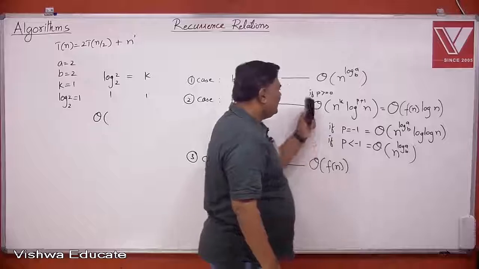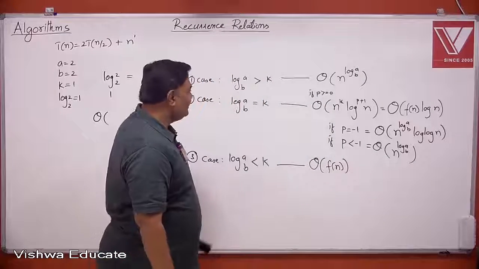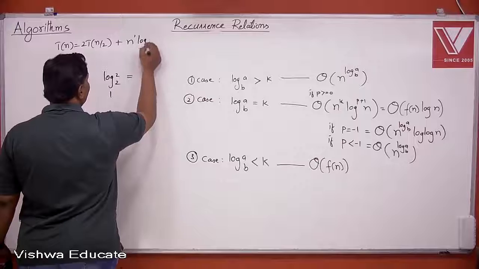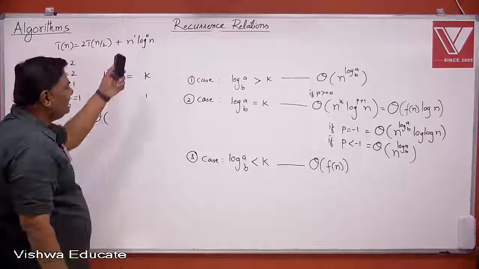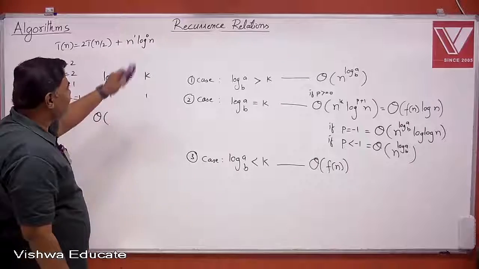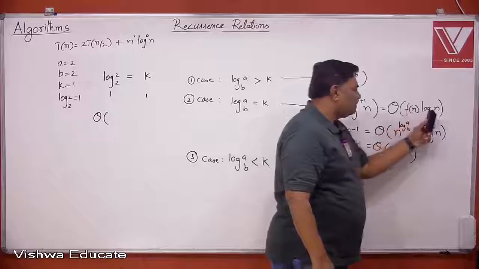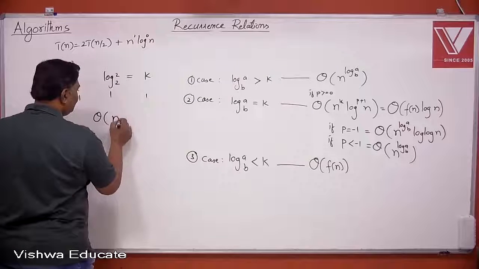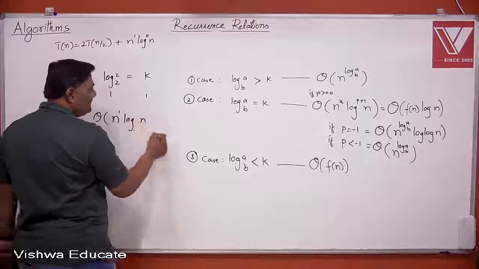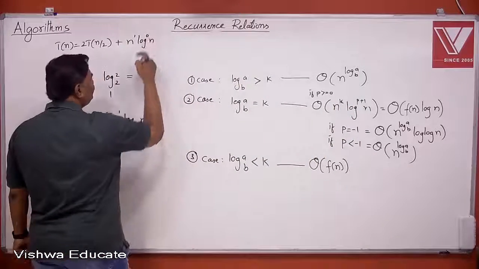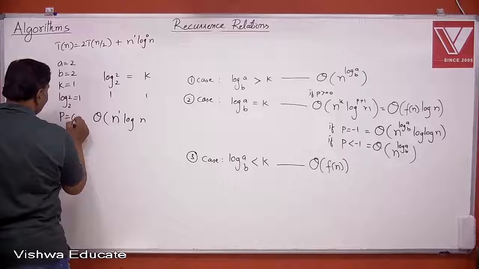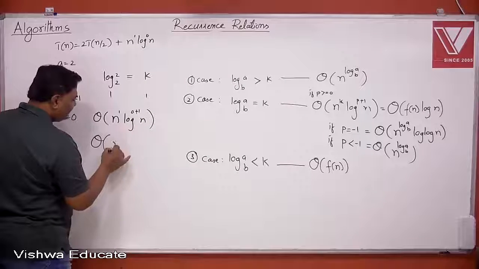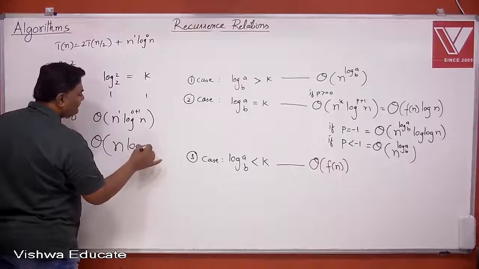There are three cases again. P is greater than or equal to 0. What is that P? You have to check whether log n is also there. Log n is not there. I will write log n power 0. It is there, but power is 0. So P is 0. Then what is the answer? f(n) into log n, or n power k. K is 1. Then log n power P plus 1. P is 0, so 0 plus 1 is 1. So this is theta of n power 1, which is n only, log n power 1 is log n only. Answer is n log n.